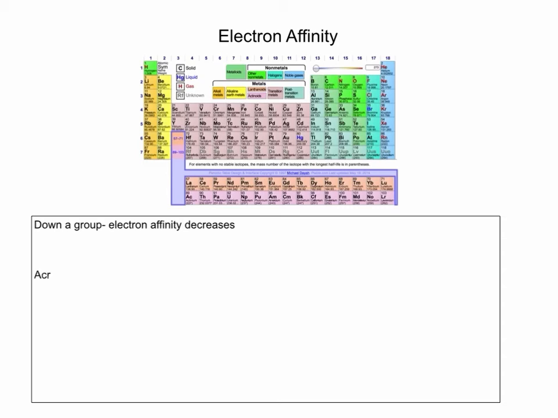And across a period, again left to right, electron affinity increases. Because our atoms are getting smaller, electrons on the outside that pass by our atoms are more easily attracted to our nucleus.